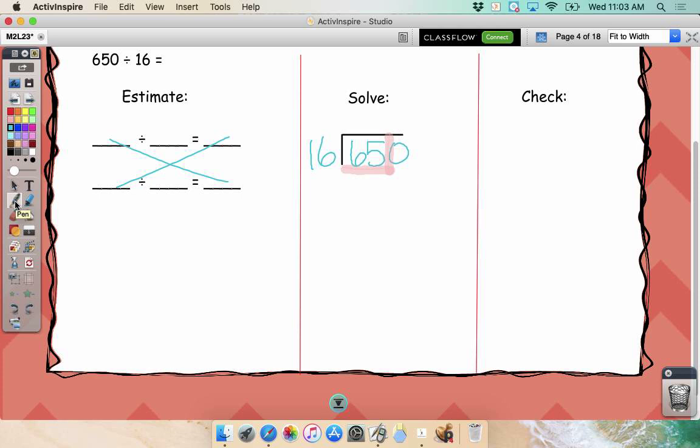I want to think of this 16 as another number. I can think of it as 20, or I could think of it as 15. Are you better at your 20s than you are your 15s? Yes. Okay, so let's go with a 20, all right? So how many times would 20 go into 65? 3. 3? But 16 is quite a bit smaller than 20, so should we try a 4? Yeah. Let's try a 4.